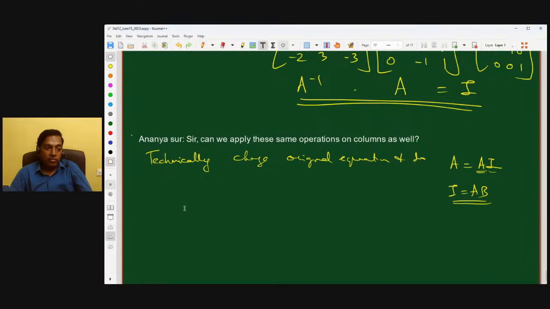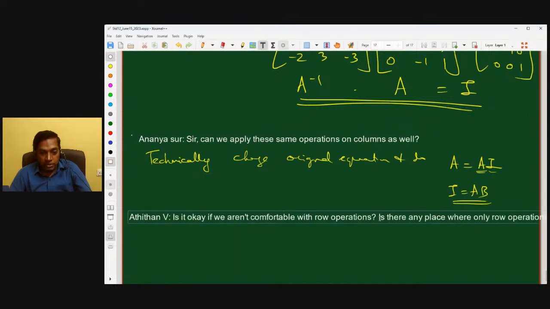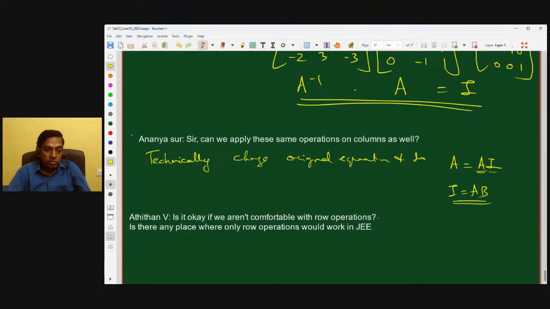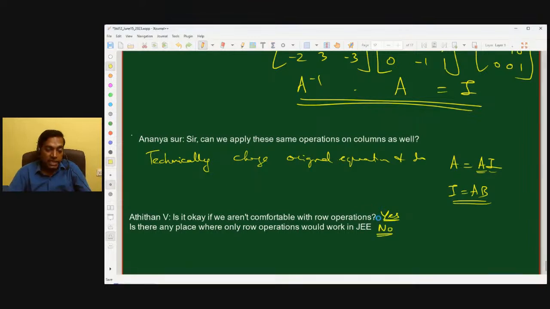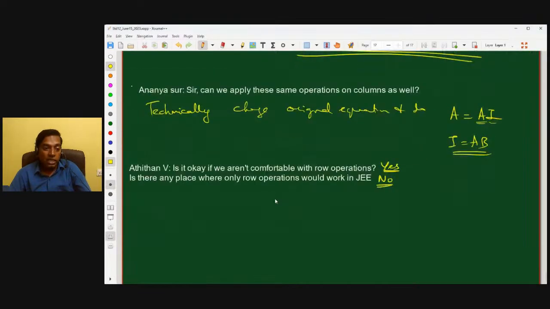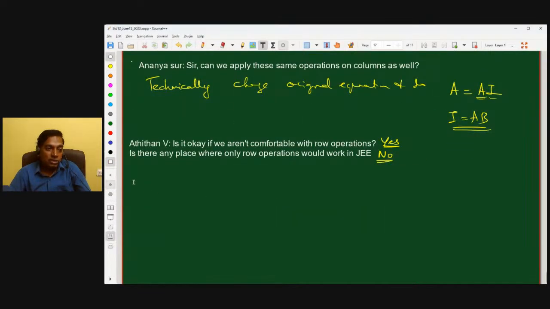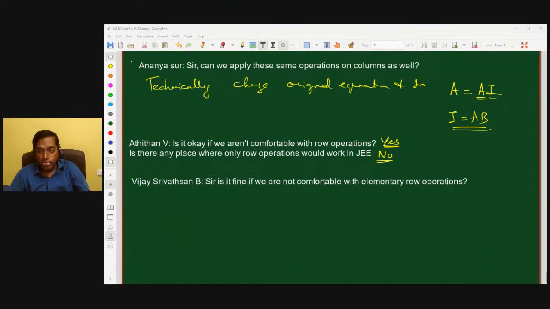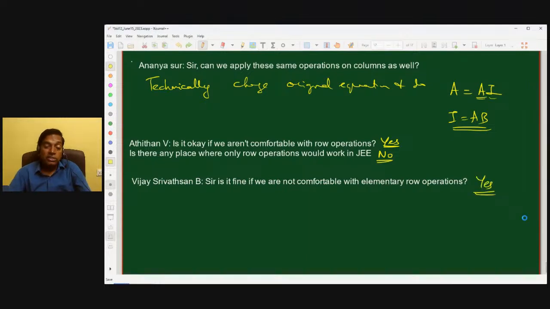Adityan, is it okay if we are not comfortable with row operations? Is there any place where only row operation is needed? No. Yes for the first question, no for the second question. JEE does not need row operations. I'm doing row operations only because it's there in your school syllabus. Have they removed it? If they have removed it, then it's a waste of time that I did. I think somebody also asked me.